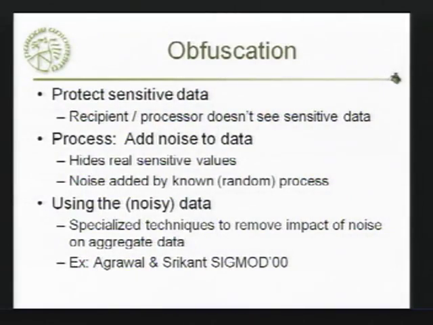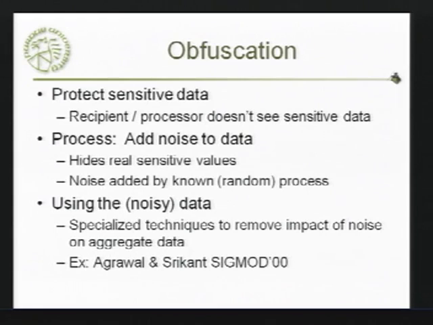Now, one of the issues is how to use this data. There are specialized techniques to do this. For example, in the SIGMOD 2000 conference, there was a paper, Privacy Preserving Data Mining, that discussed how to learn a decision tree from data to which noise had been added. It turns out that just simply learning it on the noisy data doesn't work too well. You can do a lot better. The reason is that when learning a decision tree, you need to know where there are gaps in the data, and those start to disappear.